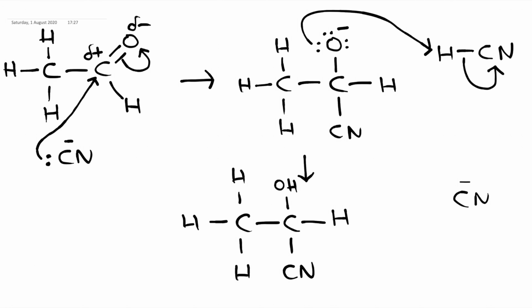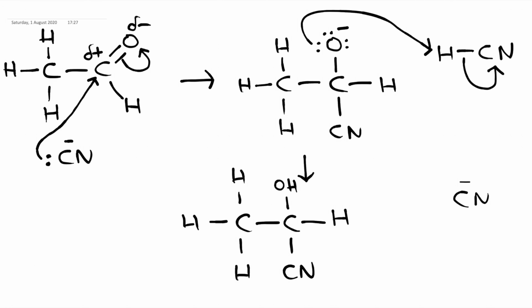And the fast step is a lone pair of electrons on the O minus intermediate attacking the hydrogen cyanide molecule, and effectively attacking a H plus that's formed from the hydrogen cyanide molecule breaking. That's a much faster step.